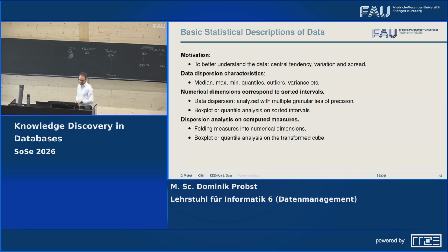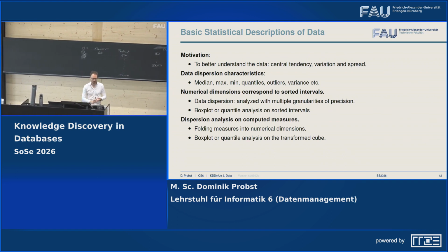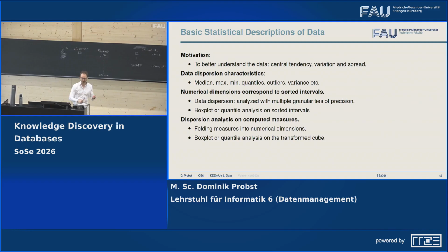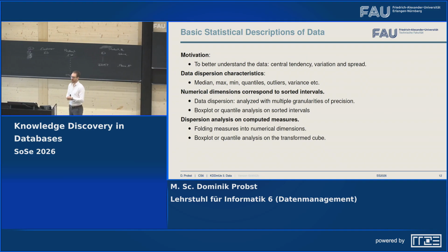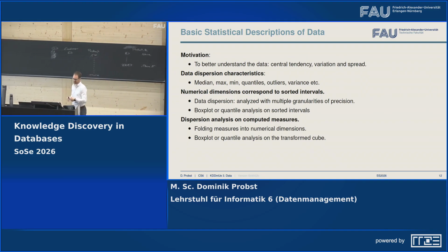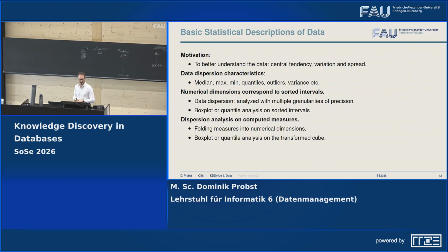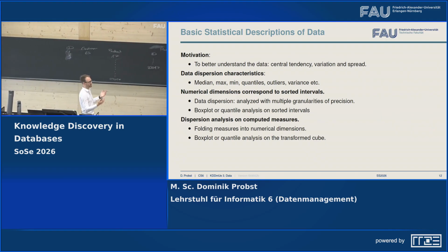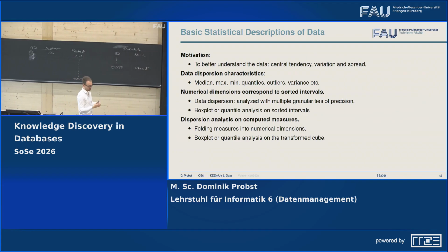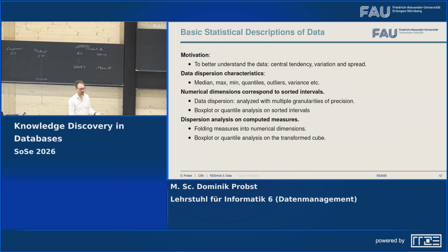There are many characteristics, for example, the median, the mean, the max, the minimum, some quantiles, outliers. Outliers are more difficult, and we will talk about them in the last lecture of the semester as well, and variance and things like that. Most often we can perform these statistical descriptions on numerical attributes.